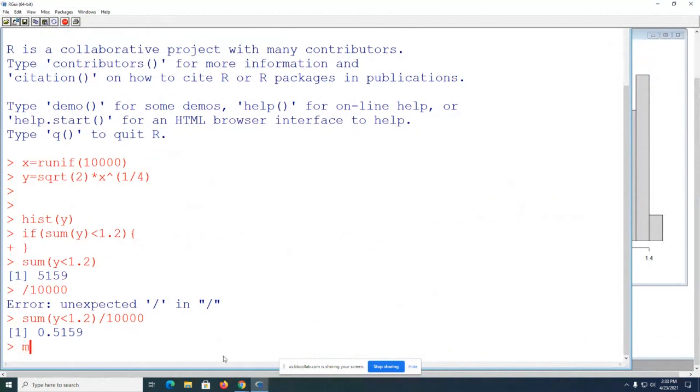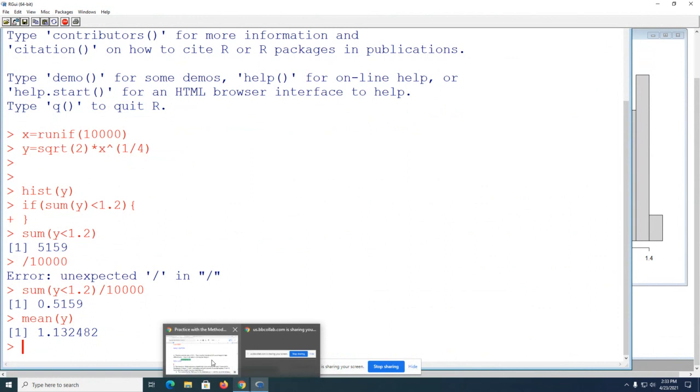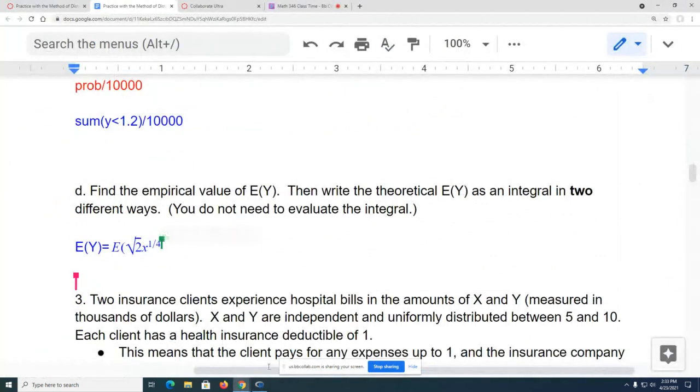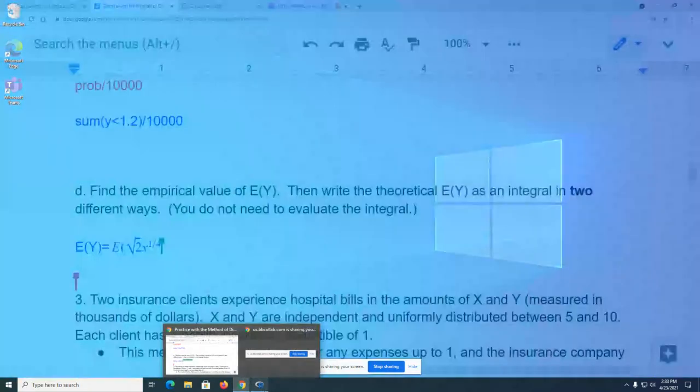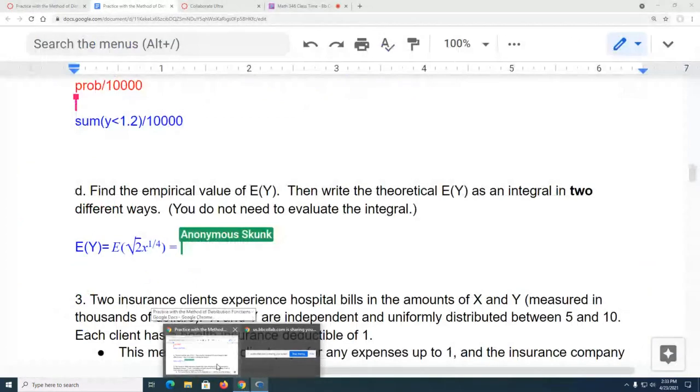Empirically, we just... That's the empirical expected value. Yep, okay, looks good. Now I've got to find the theoretical as an integral, two different ways. What screen should I leave open? Oh, we'll just put it on the Google Doc.